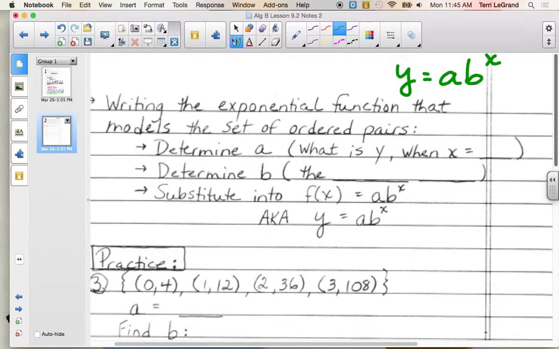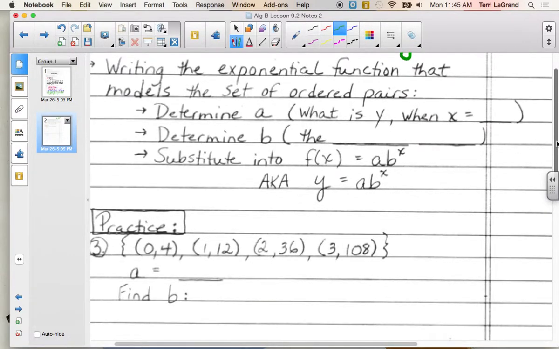So we need to have some parts here to sub in. We want an x in our exponential function, we want a y in our exponential function. We want A and we want B replaced. So we have to figure out how we are going to get that A and that B. So determine A. Remember what I said last Friday? A is representing the what?